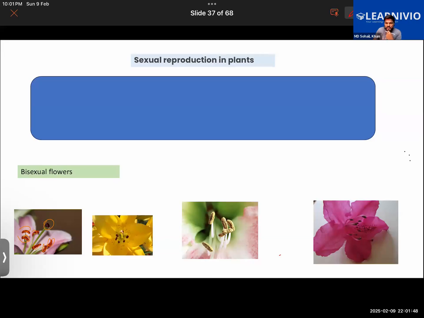Second question is, which part of the plant is involved in vegetative propagation? The options are A, flowers; B, root, stem, and leaves; then seeds and ovule. That is correct.